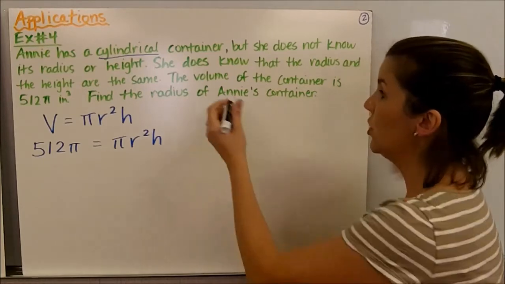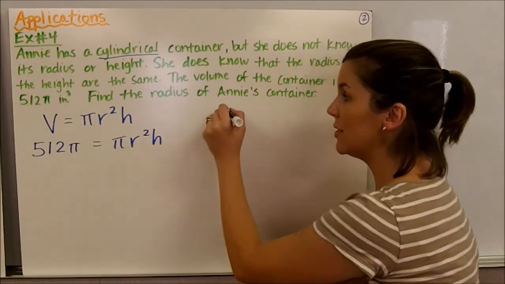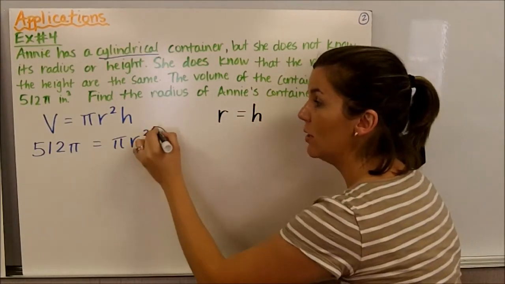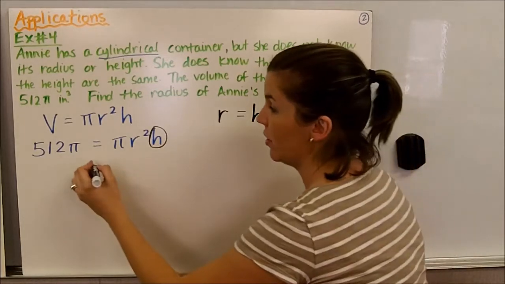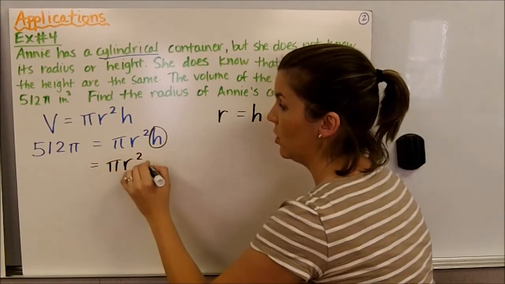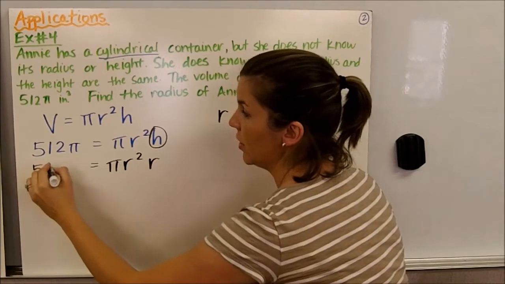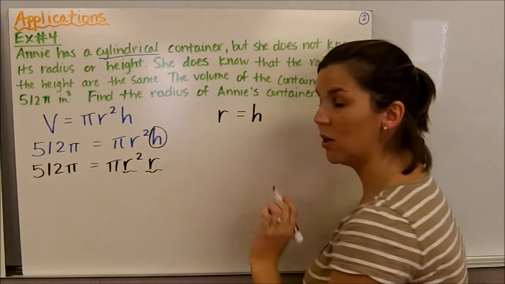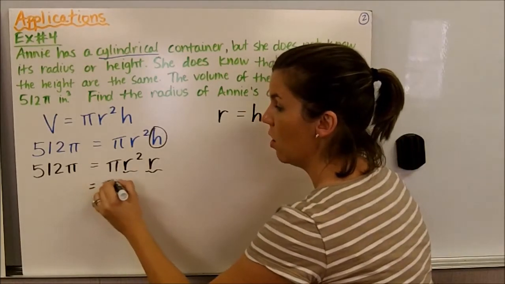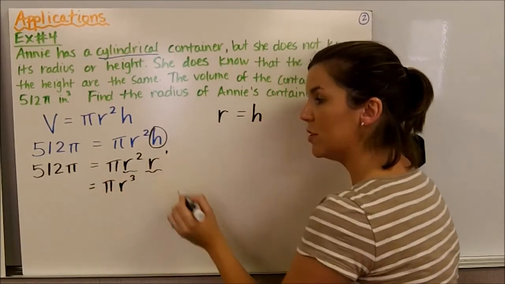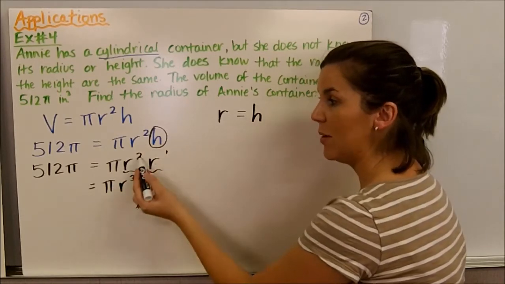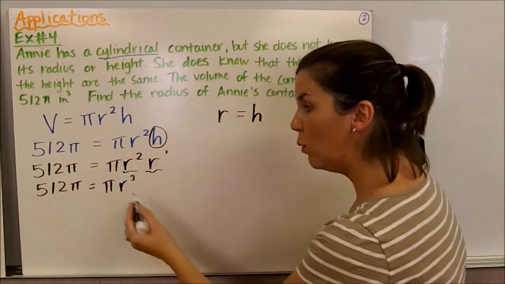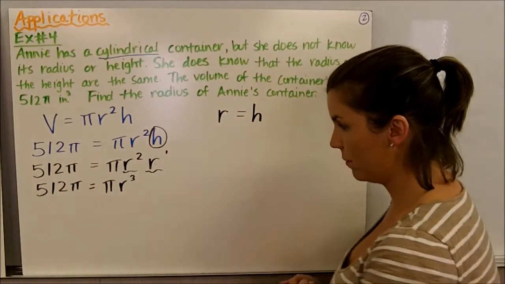I want to find the radius. Well, since the radius and the height are the same, I can take this h out, and instead I can put an r there. So I'll have r squared and another r, and I can carry this down. So r squared times r gives me r to the third power. Remember, there's an invisible 1 on this. Like bases, keep the base, add the exponents. I want to solve for r.